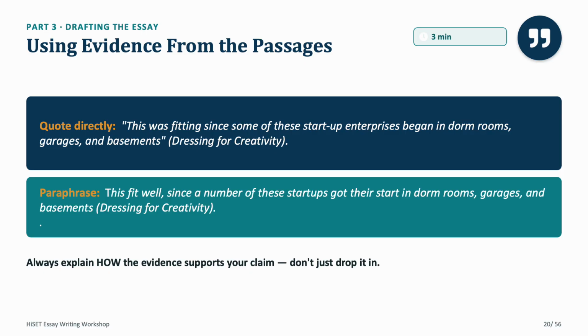If you don't want to quote, you can paraphrase. But even if you paraphrase, you still have to attribute the idea to the article or the author, because it's not your original idea. So notice here, quote, "This was fitting since some of these startup enterprises began in dorm rooms, garages, and basements," end quote, and then "Dressing for Creativity," full stop or period.